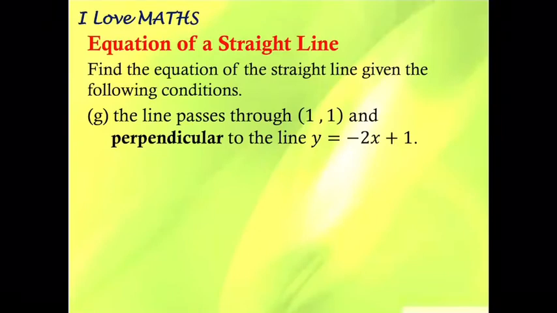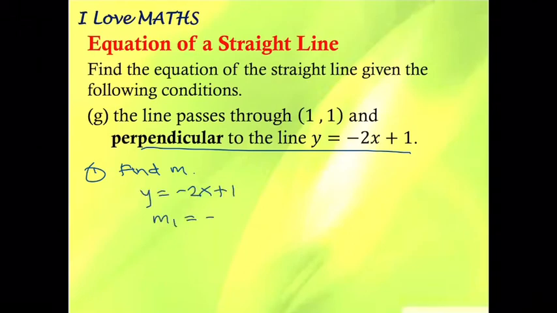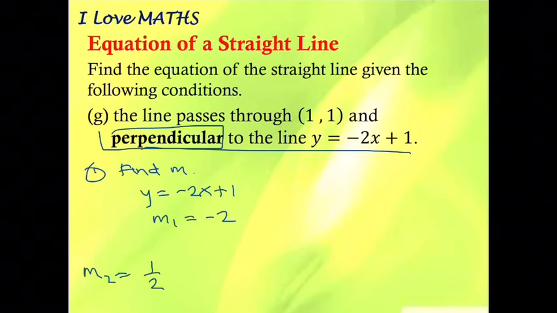For the last example, the line passes through 1, 1 and is perpendicular to the line y equals -2x plus 1. First step is to find the value of the gradient. Since this is perpendicular to the line y equals -2x plus 1, we have to find the gradient of this line. And the gradient of this line is -2. Since perpendicular, we need the negative reciprocal of -2, which is +1/2, as the gradient of the line that we're looking for. So we now have the value of the gradient.